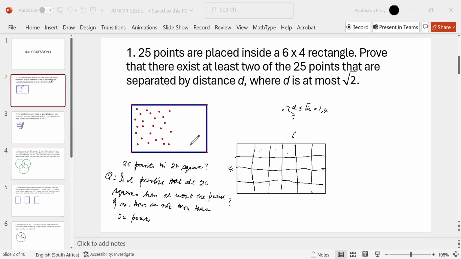But we are told that there are 25 points. So there's a mistake here somewhere. So the mistake is that this is not possible. If that is not possible, what does that mean? Let's translate that. This is logic. If it's not true that each square has got less than or equal to 1 point, it means that there is at least one square which has got 2 or more points.